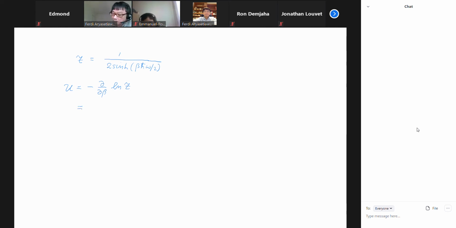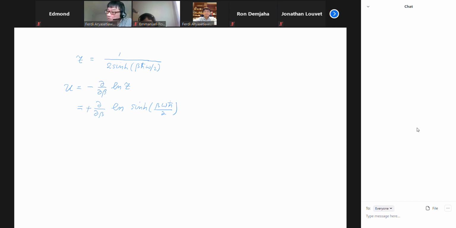So that is then equal to d by d beta of log sine, and h bar here. So the log 2 of course disappears, it does not depend on beta. Also we have a minus sign because the sine appears in the denominator, so that gives me a minus sign. So that's why it becomes plus here.